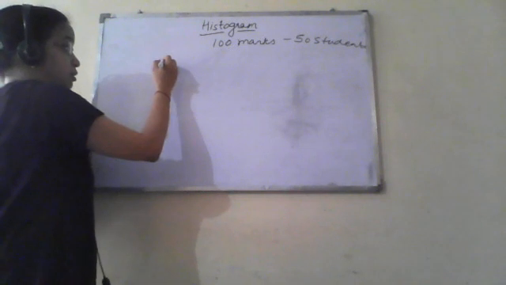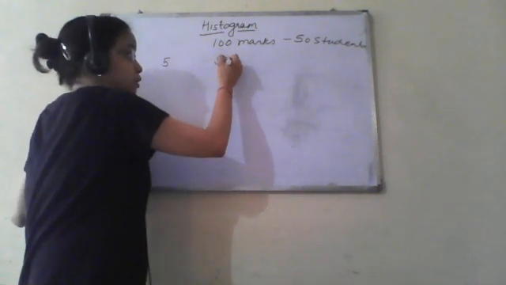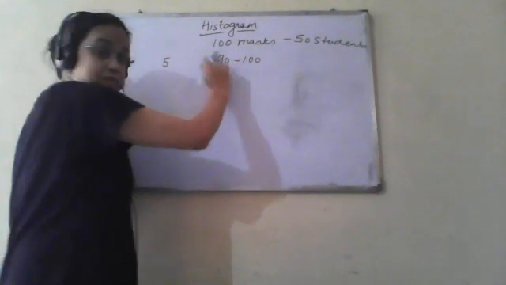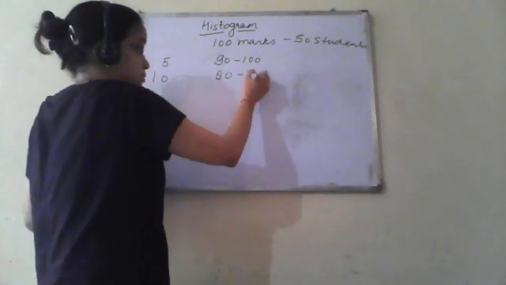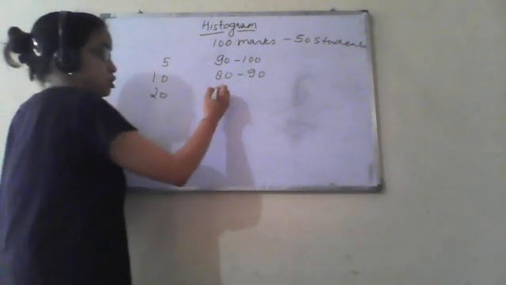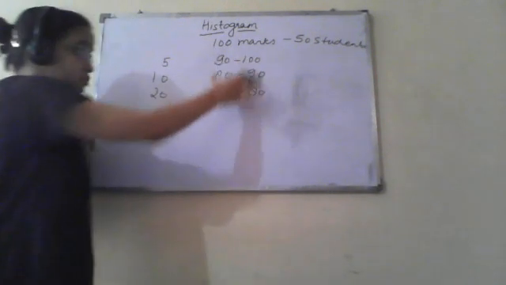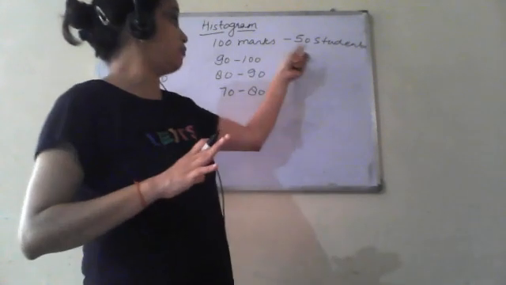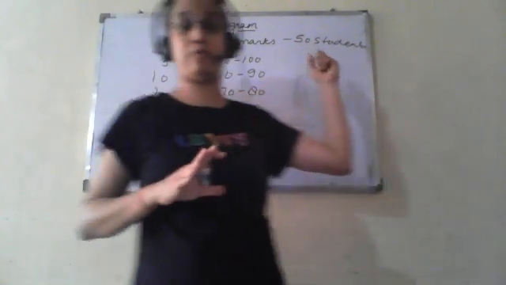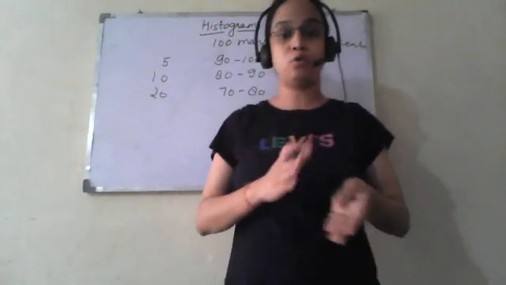and we have said 5 students have scored between 90 to 100 marks. So this is the range, and 10 students have secured between 80 to 90 marks. 20 students have secured between 70 to 80. This gives the number of students instead of their exact values, because if I have to plot for 100 students or 50 students, it will be very troublesome to plot or to compare the things.